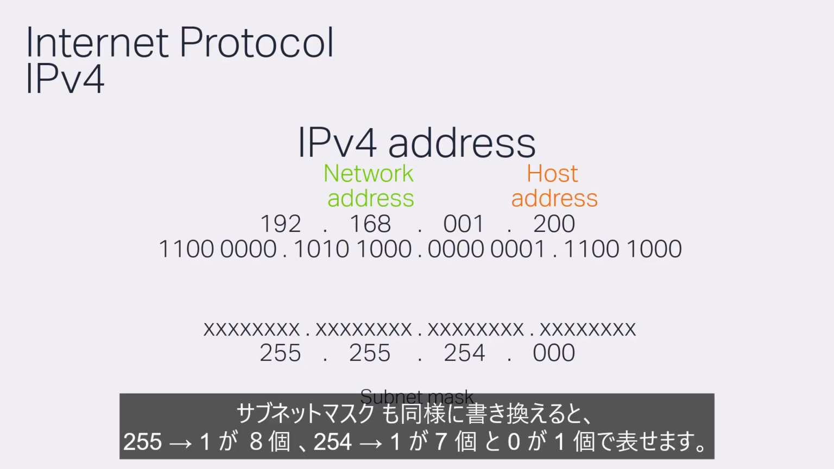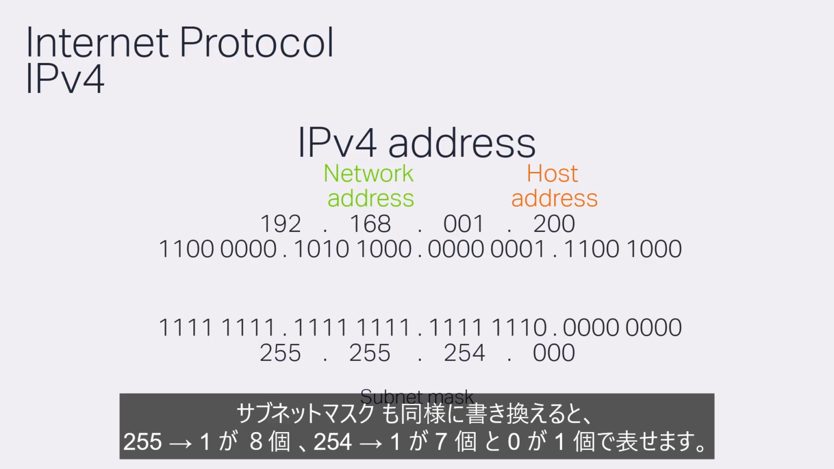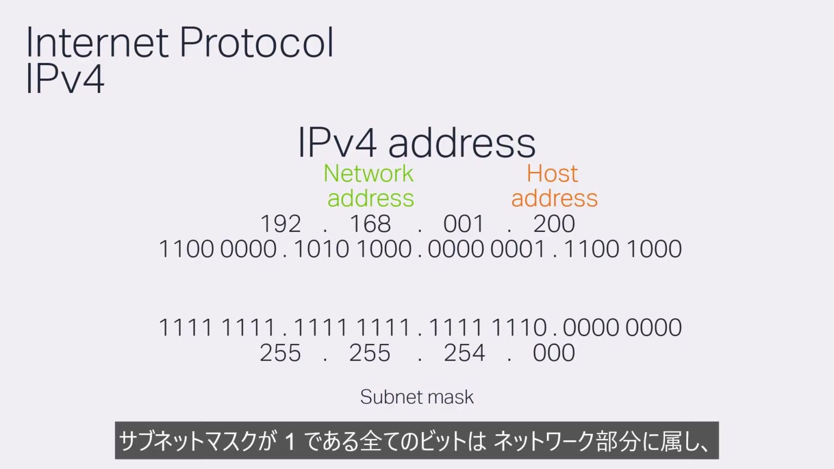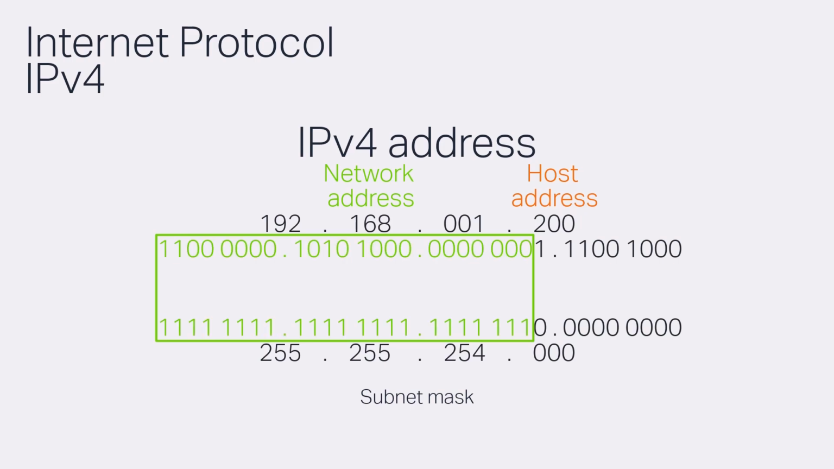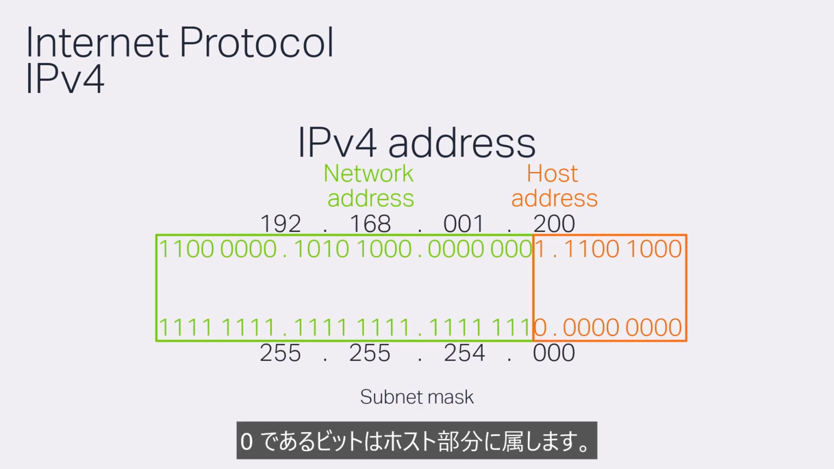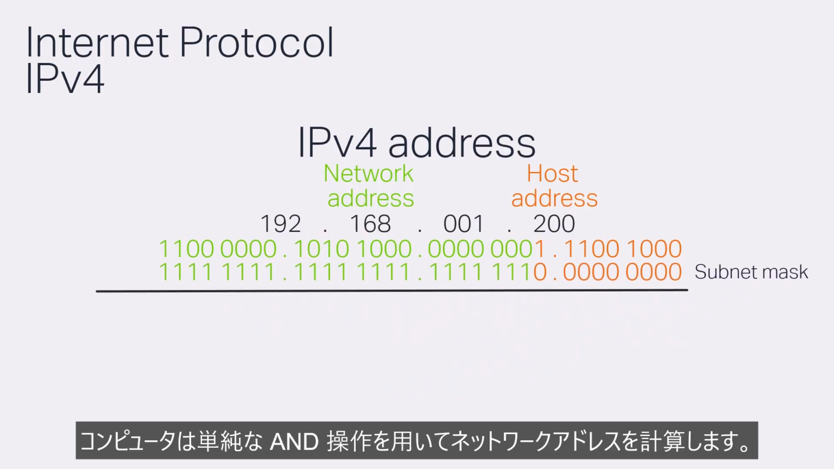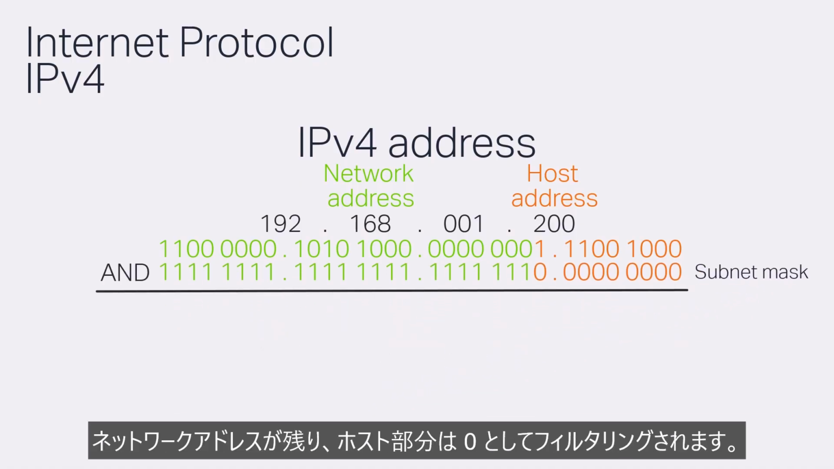We do the same with the subnet mask. 255 is represented by 8 ones and 254 by 7 ones and 1 zero. We can now clearly see how the network and host areas are divided. Any bit that is a 1 in the corresponding position of the subnet mask belongs to the network portion, while any bit that is a 0 belongs to the host address portion. The computer uses a simple AND operation to calculate the network address. After the AND operation, the network address remains, and the host portion is filtered out as zeros.